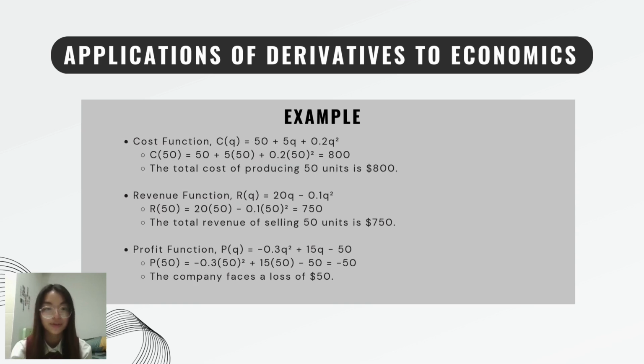So if the company produces 50 units of goods, using the formula that was given, we can say that the total cost of producing these 50 units is $800. Then if the company sells 50 units of goods, the revenue from selling those units is $750. From there, we can see that the cost is greater than the revenue that the company has gained. So this means that the company faces a loss of $50. We can also calculate this using the profit function that was given earlier.